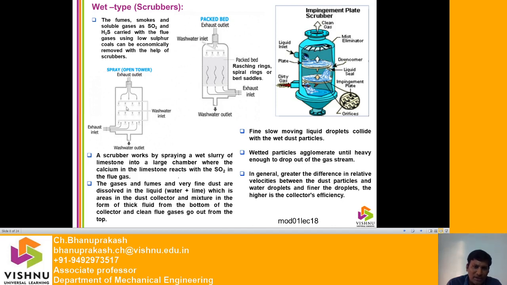This is a large chamber where what will happen? The limestone contains some amount of calcium. It reacts with the SO2. In this way, the sulfur dioxide will be removed from the flue gas. See, these gases and fumes, which are very fine dust, are dissolved in the liquid. So we are spraying the liquid, and it will get dissolved. In what form? Lime, in terms of liquid.